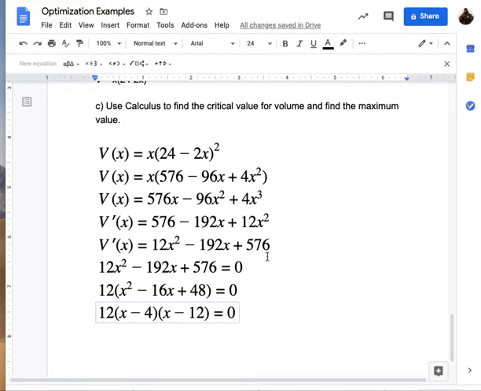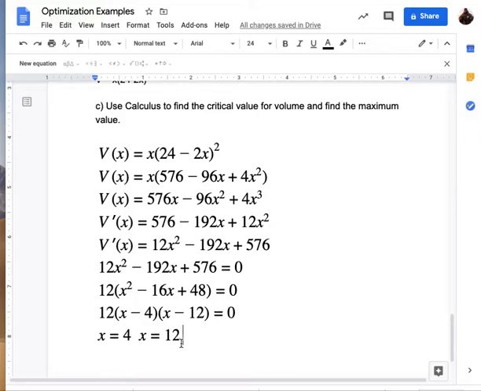So we found our derivative. We're setting it equal to 0 to find out where it equals 0. That's going to give us two solutions here. Remember, 12 is a constant. 12 will never equal 0. That's not going to give us a critical value. x minus 4 equals 0, that's going to give us x equals 4 as a solution. And x minus 12 equals 0, that's going to give us x equals 12 as a solution. So we found two critical values for this, but I'll tell you what, this one's not going to work.